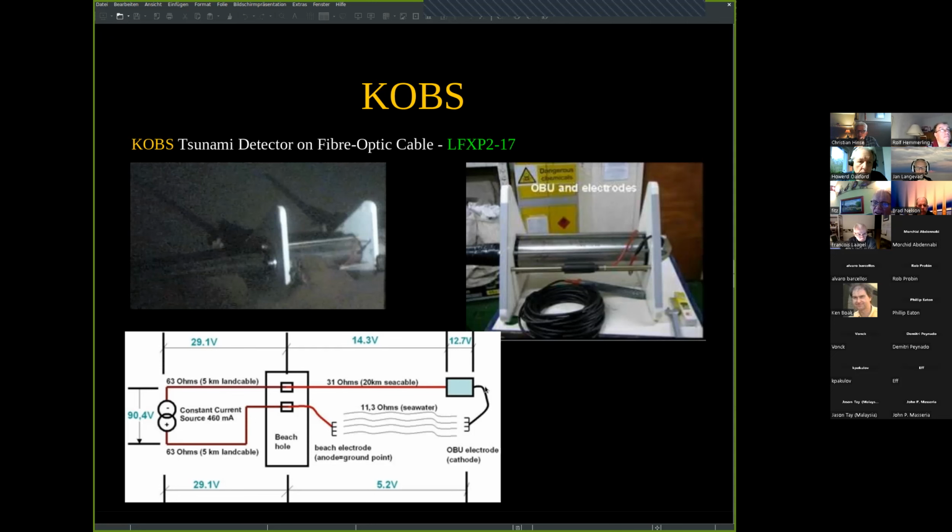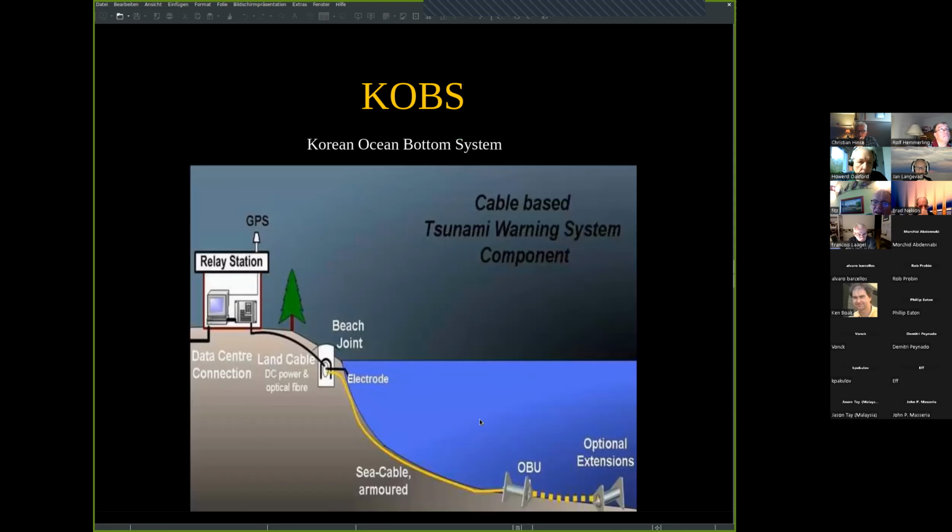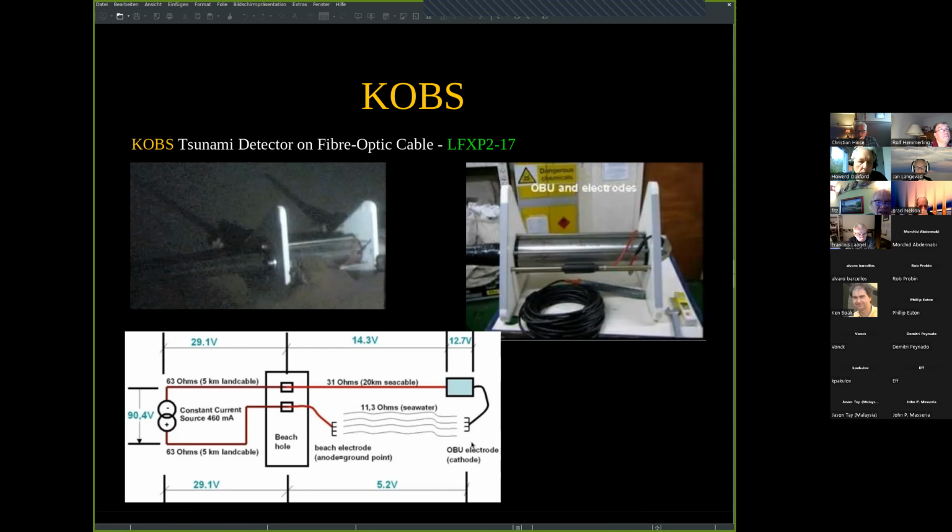And then the return was from an electrode on the OBU, which is the cathode, because the anode more or less disintegrates, and we didn't want anything to disintegrate deep down in the sea. By the way, deep down means 2,200 meters in this case. And so the current travels through the water to a beach electrode.